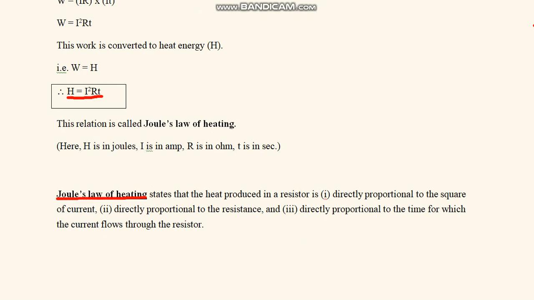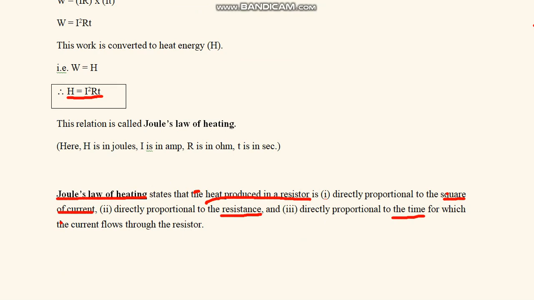It states that the heat produced in a resistor is directly proportional to the square of current, and it is also directly proportional to the resistance, and it is directly proportional to the time as well. That is, heat produced is proportional to the square of I, proportional to R, proportional to T time as well.